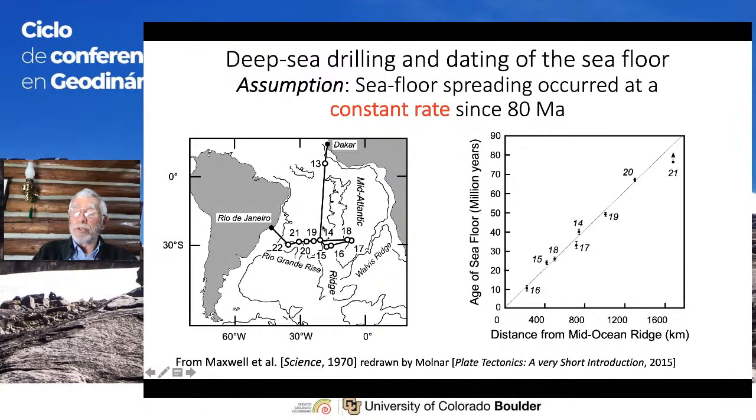Well, what was done was you get a big ship and you drill a bunch of deep holes. The Deep Sea Drilling Project started in the late 60s, a couple of years before this paper was published in 1970. Its third leg went to the South Atlantic, and I'm leaving out details, but in the South Atlantic, it made sense to assume a constant rate of spreading at the Mid-Atlantic Ridge.